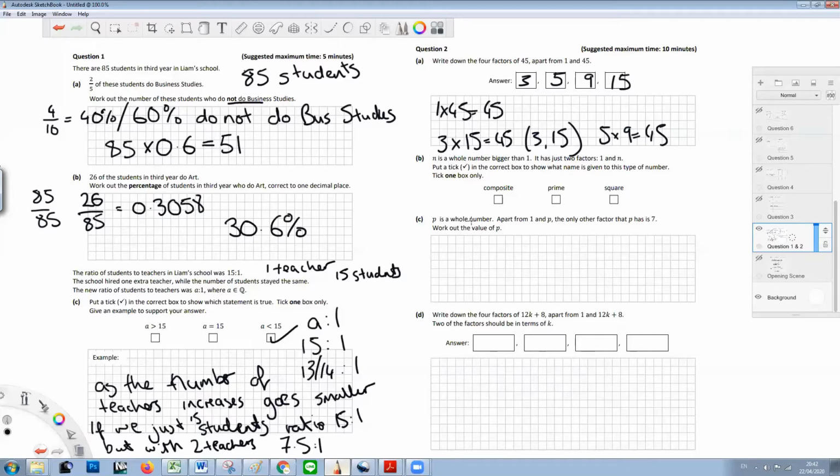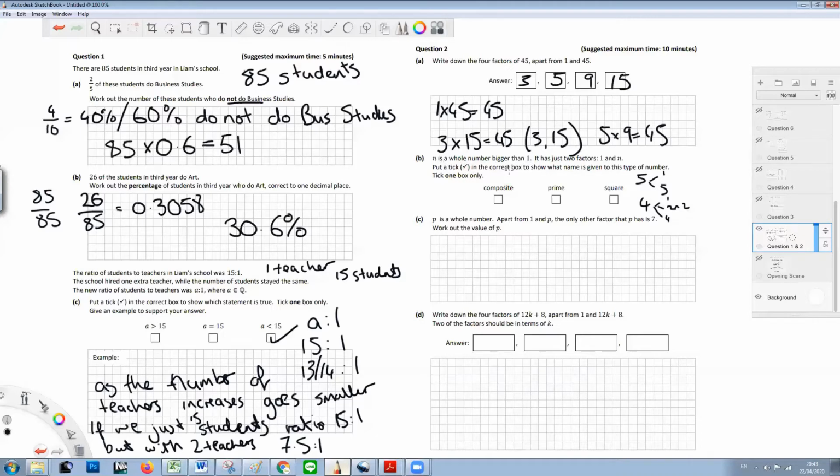n is a whole number bigger than 1. It has just 2 factors, 1 and n. Pick a number in the box to show what name is given to this type of number. So if we have a number, and we'll say it's 5, and it only has 2 factors, that means it has a factor of 1 and a factor of 5. Now, if I had to pick 4, for example, that has a factor of 1, a factor of 2, because 2 by 2, and a factor of 4. So that is not relevant to what we have said here.